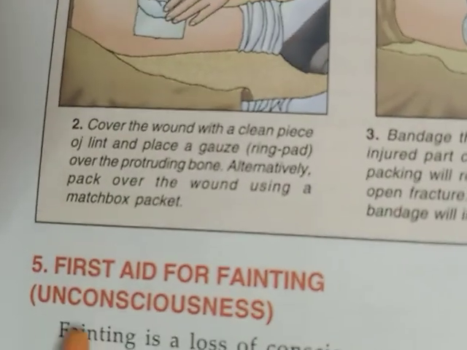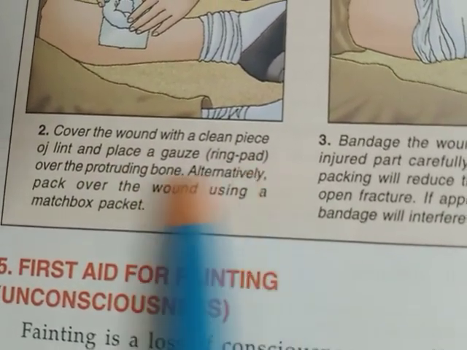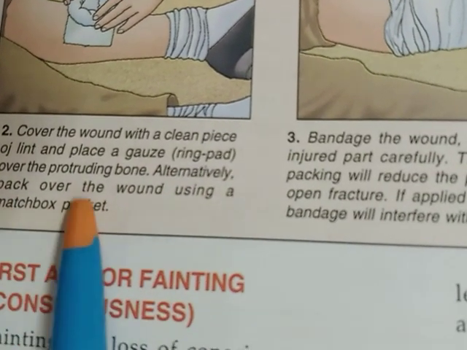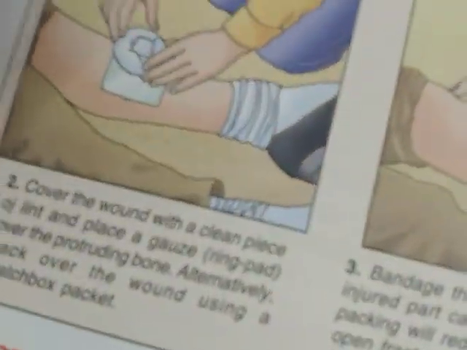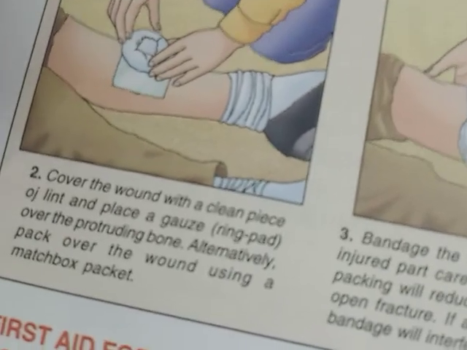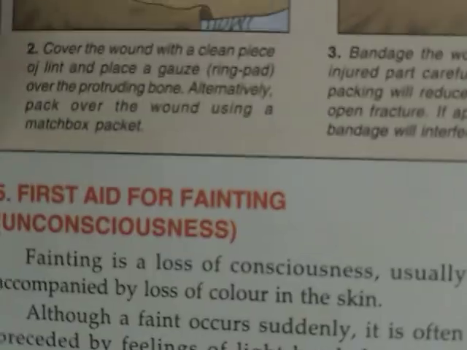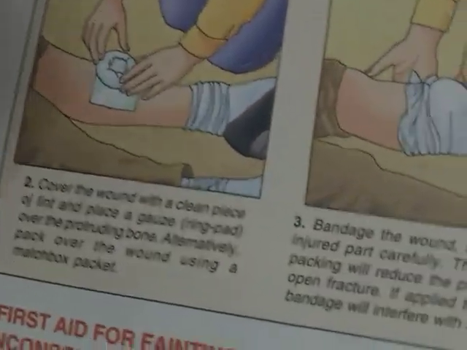Then if anything is there on the wound, any clothing, that should be removed gently. Secondly, cover the wound with a clean piece of lint and place a gauze or a ring pad over the protruding bone. Alternatively, pack over the wound using a matchbox pocket. Now, children, if the bone has protruded out, what you have to do? You have to cover the wound with a piece of lint and keep a pack over that wound.